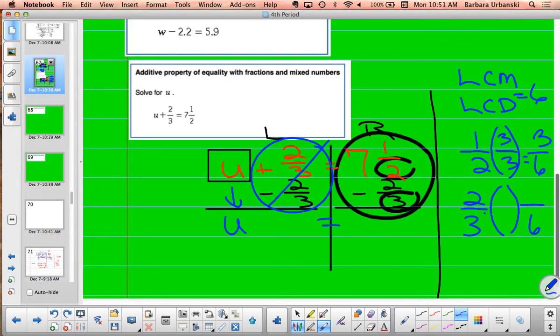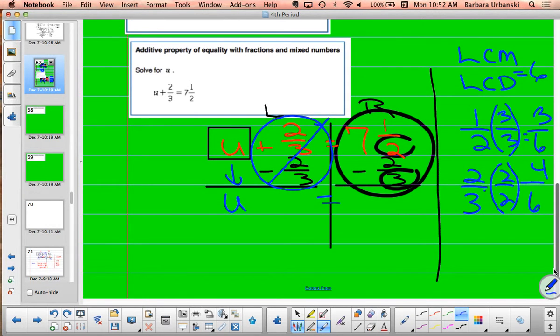So we have 3/6. Here we would be multiplying by 2/2. 3 times 2 is 6. 2 times 2 is 4. And so we end up on this side as 7 3/6, and we are subtracting 4/6. Here's where some students may want to borrow, or some students may want to turn these into an improper fraction. 7 times 6 would give me 42, 42 and 3.